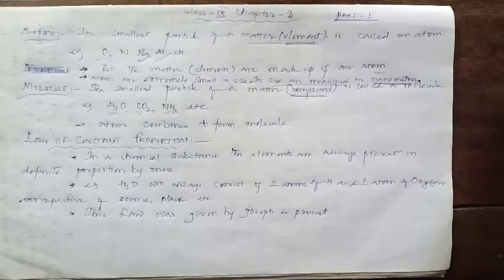So water is a compound. Water is made up of water particles, that's water molecules. Carbon dioxide is a compound. Carbon dioxide is made of carbon dioxide particles. Ammonia is a compound. Ammonia is made up of an infinite number of ammonia particles, ammonia molecules.